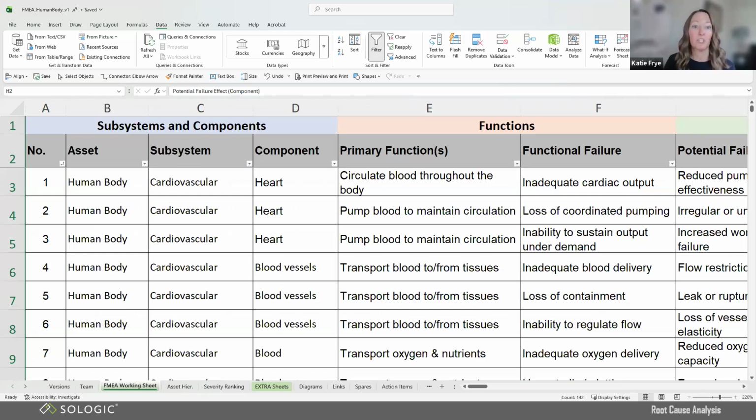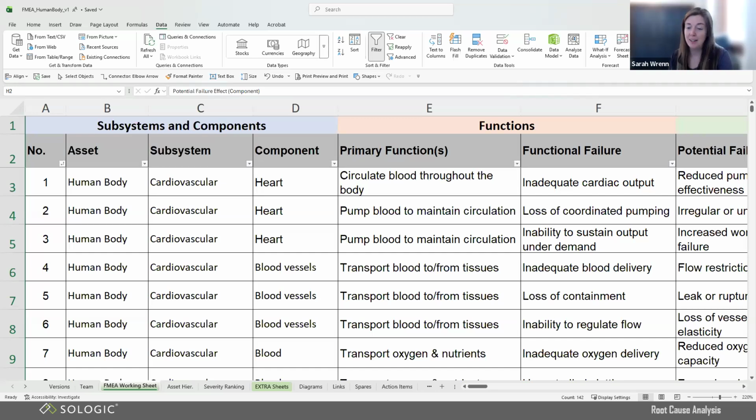But this spreadsheet mirrors how we facilitate real FMEAs with clients, starting with structure, then functions, failures, risk, and final decisions. So you can think of this as a template that you can adapt directly for your own components or your own assets or systems.